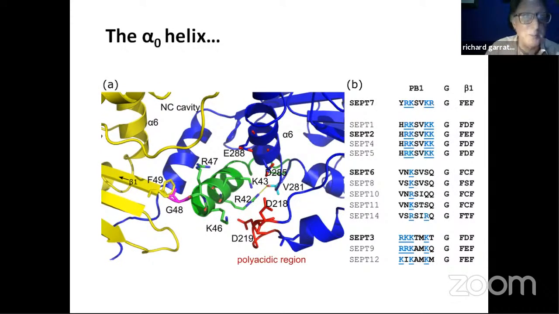I mean, we know from other experiments that this region is important for interacting with membranes, but how on earth can it interact with membranes given that all of its positive charges are taken up with salt bridges within the interface?